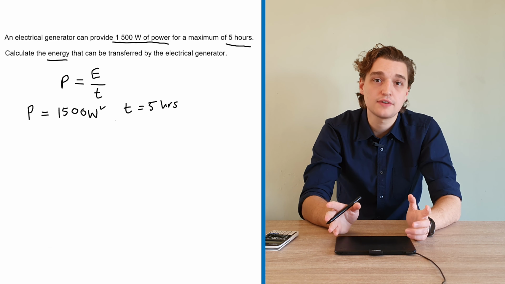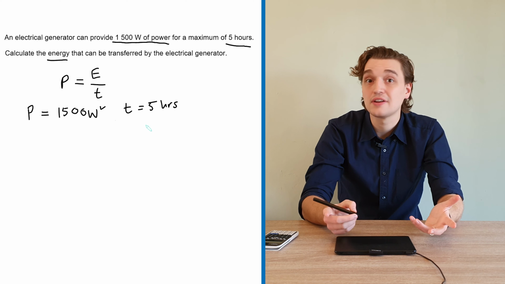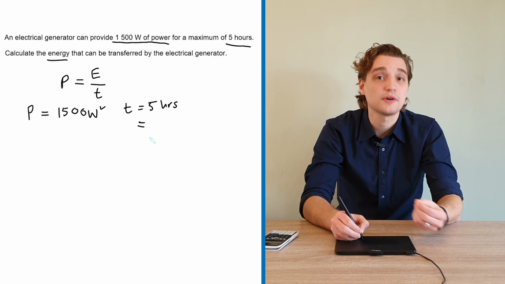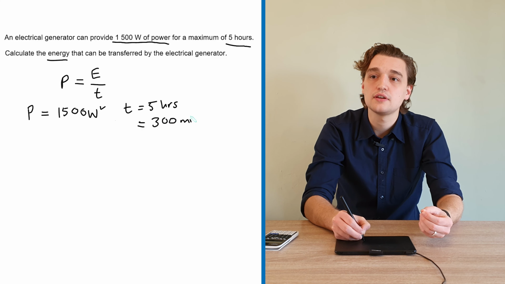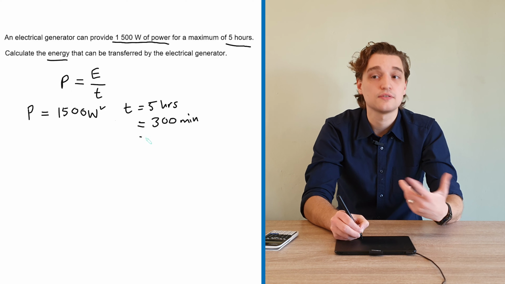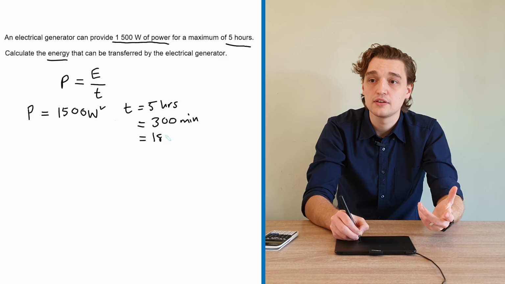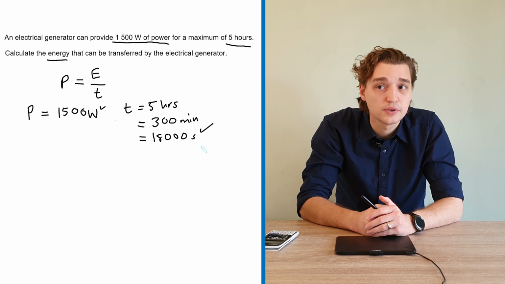So for time, we've got 5 hours, but our standard unit for time is seconds. So we need to turn hours into seconds. Where we do that, 5 hours, if we times that by 60, we get that 5 hours is 300 minutes. And if we times that by 60 again, we get that 5 hours is 300 minutes, is 18,000 seconds. And that's the right unit, we'll give it a tick.